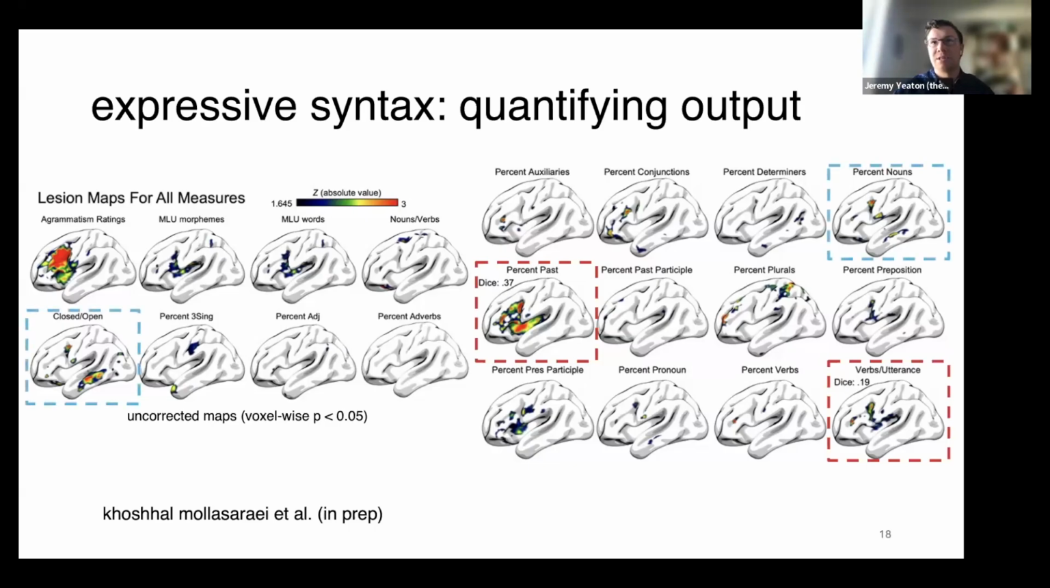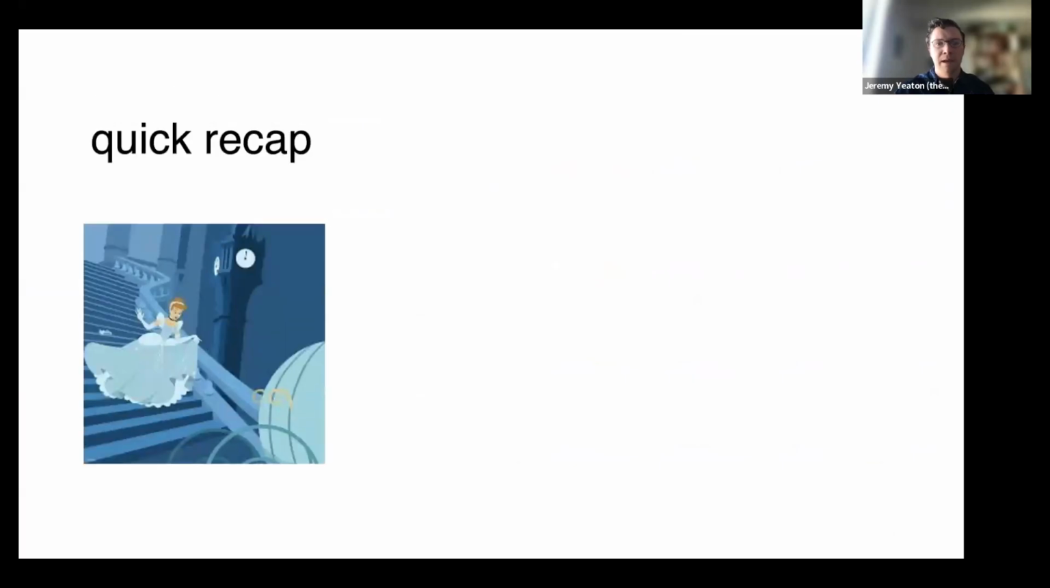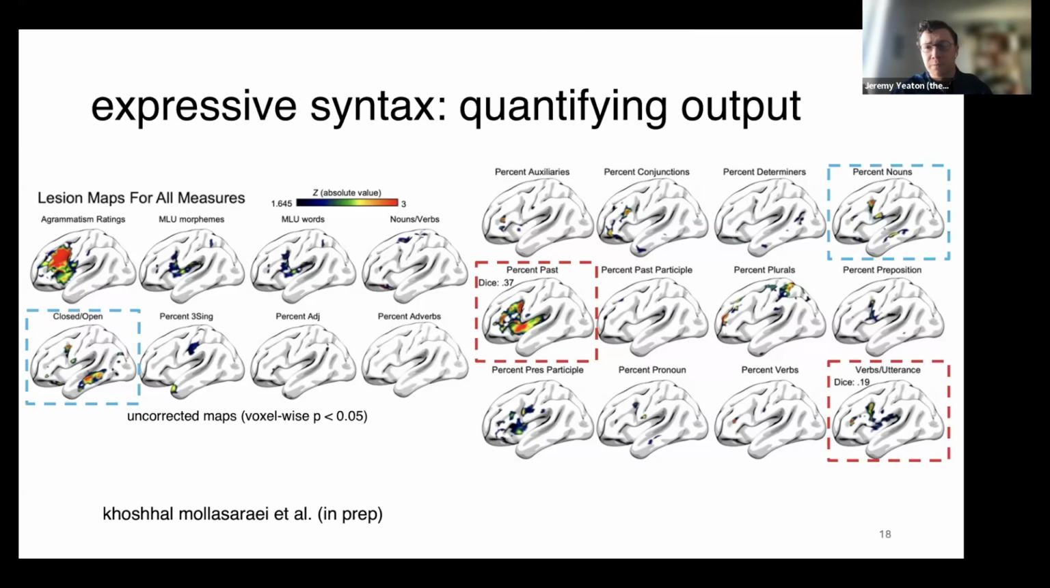Verbs per utterance seems to also overlap there. And then if we look at the paragrammatism lesion, we see this closed versus open metric that seems to show up in the posterior temporal lobe. And then percent nouns also shows some posterior temporal implication. But again, there's not a lot of really strong, obvious, okay, this one metric localizes to this one location, therefore that's what's going on.